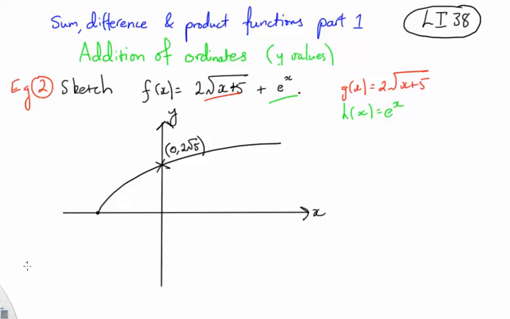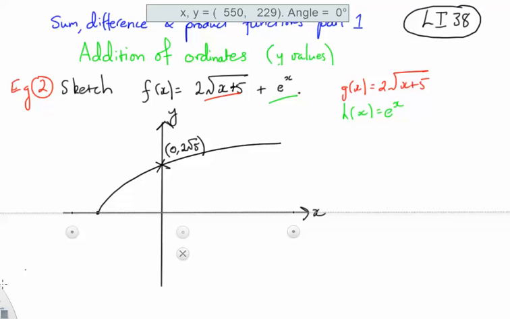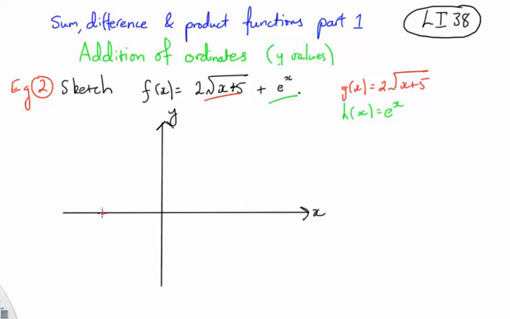And e to the x. Well, let's do our e to the x. I was going for the color-coded thing, so I'm going to stick to it. Got to show some commitment here. Negative 5, 0, and 0, 2 root 5. Okay.